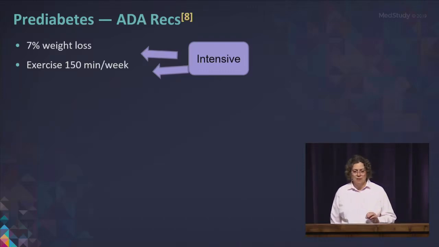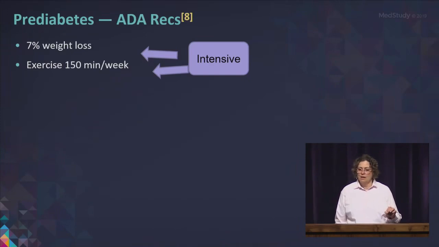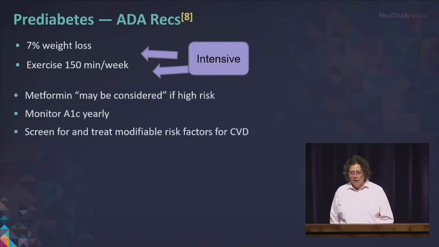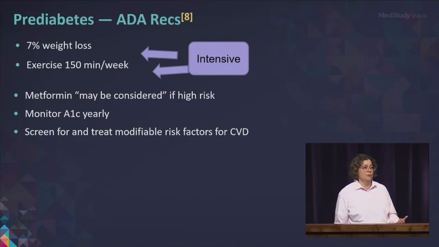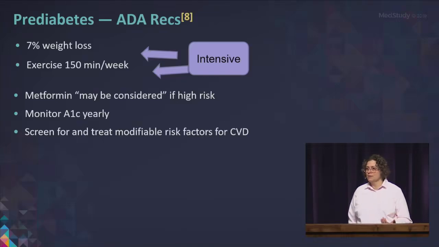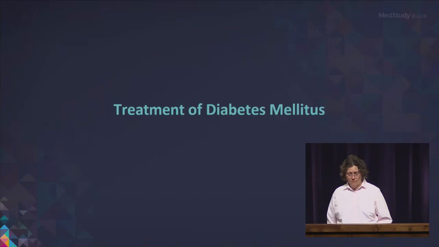And what does intensive look like? 7% weight loss. So I generally tell my patients they need to lose 5 to 7% of their weight. They do not need to get to a normal weight to prevent diabetes. So I'll generally give them a number of the weight they need to lose. And then exercising 150 minutes a week. Again, not that metformin's wrong, but if you had said to me, what is going to be more powerful in reducing my risk for diabetes, it's going to be intensive lifestyle. Most of us in practice would probably do intensive as well as metformin. We want to monitor A1C yearly and screen for and treat other modifiable risk factors for cardiovascular disease.